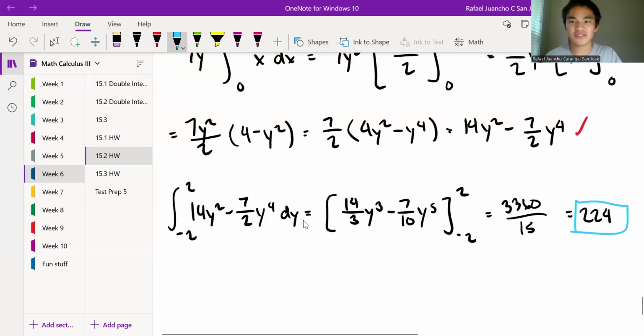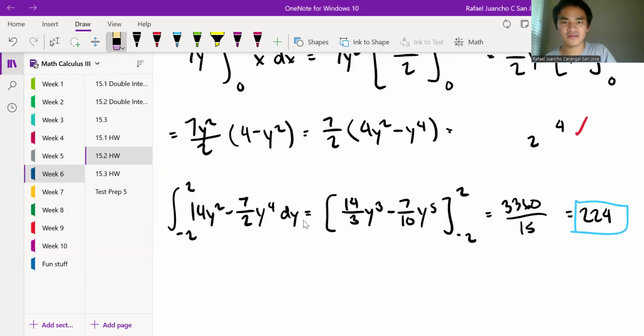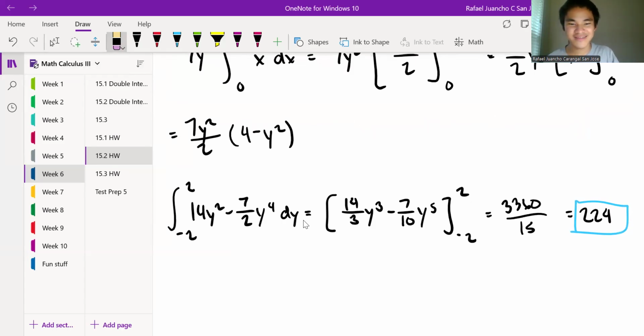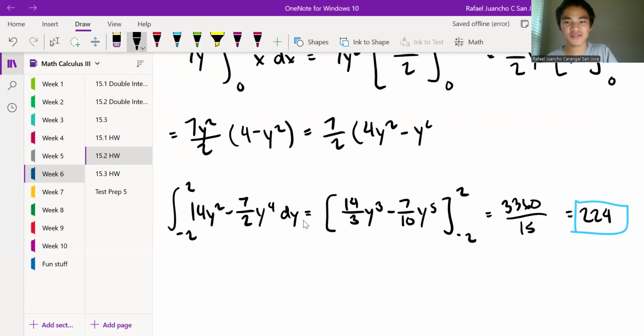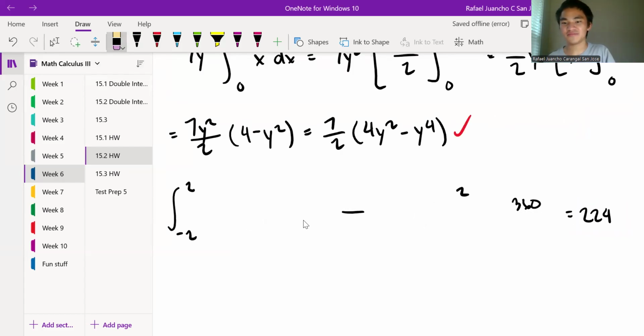So next time when I see something like this, I'm not gonna combine it. I'm gonna leave it be. I'll leave it like that actually. Let me leave it like this. I should probably leave it like that. Okay. So actually, let me do this. 7 half, 4y squared minus y to the fourth. Let's leave it like that. Now let's try integrating again. See if we get the same value.